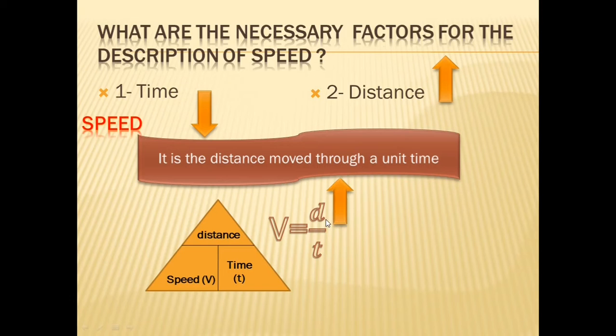As the distance increases, the speed increases. And as the time decreases, the speed increases. Okay, so the relation between speed and time is inversely proportional. They are opposite. The relation between the speed and distance is directly proportional.